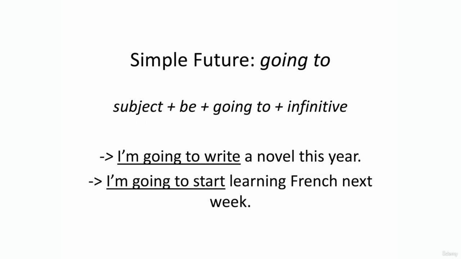Let's look at our other way of forming the simple future tense, this time with the construction going to. To use going to, we follow the structure subject plus the verb be plus going to plus infinitive. We use the auxiliary verb be in the present tense. I'm going to write a novel this year. I'm going to start learning French next week. I'm is the contraction of the subject and the verb to be.